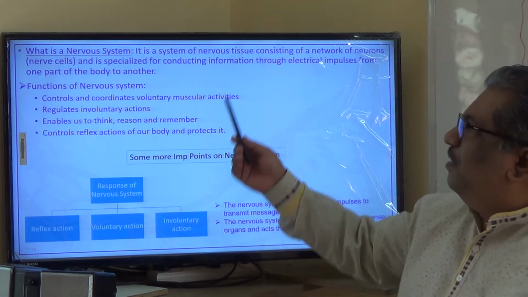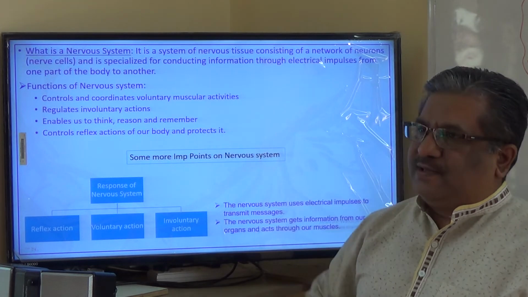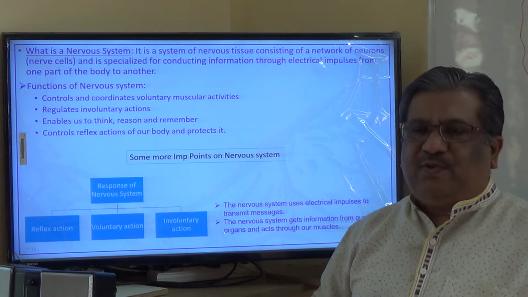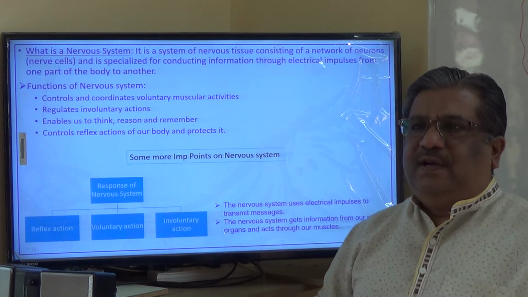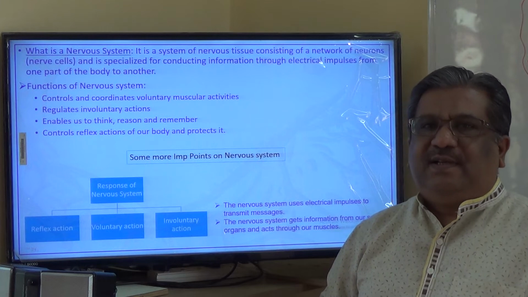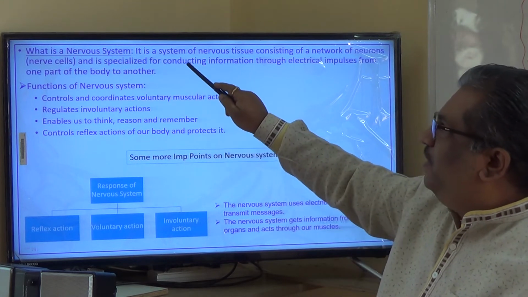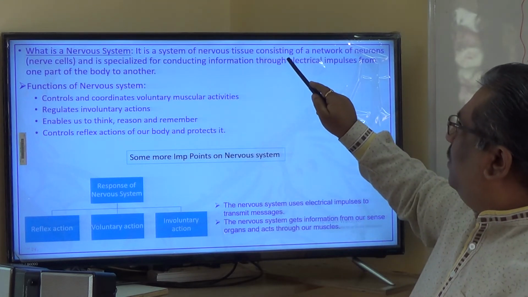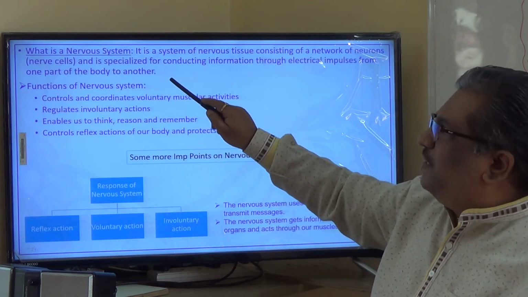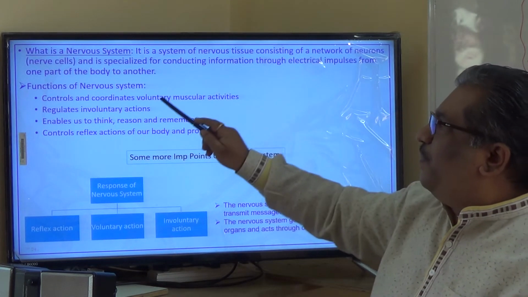Now some more insight into the nervous system. How do you define a nervous system? First of all, a nervous system is a nervous tissue which consists of neurons, and that facilitate the transmission of signals from one body part to another body part. It is a system comprising of nervous tissue which consists of a large network of nerve cells or neurons, and it is specialized in transmitting or conducting information through electrical impulses from one part of the body to another body part.